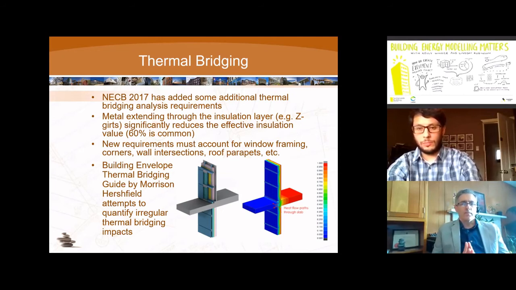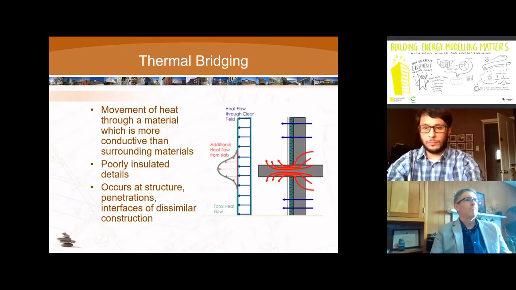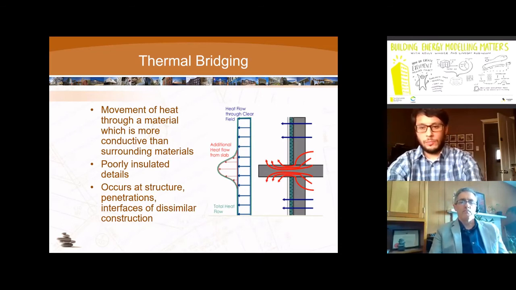Now there's a couple of tools that have been developed. The Building Envelope Thermal Bridging Guide by Morrison Hershfield helps with that. In Passive House, there's a THERM software that they use to try and account for some of these bridges. So there's a few tools that exist. This slide gives you a little bit of a description of why this becomes important. You end up with a fair bit of heat transferred through relatively small spaces when those penetrations are good thermal conductors, which they often are when they're structural.